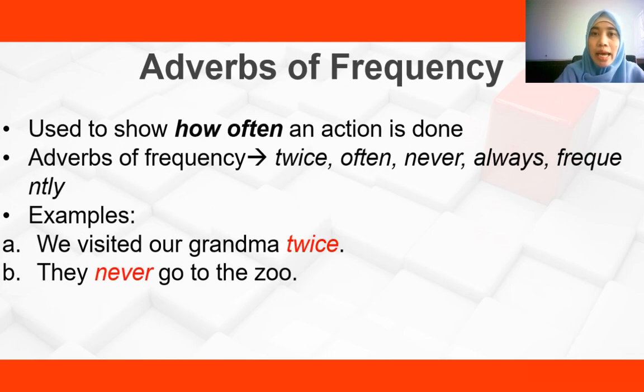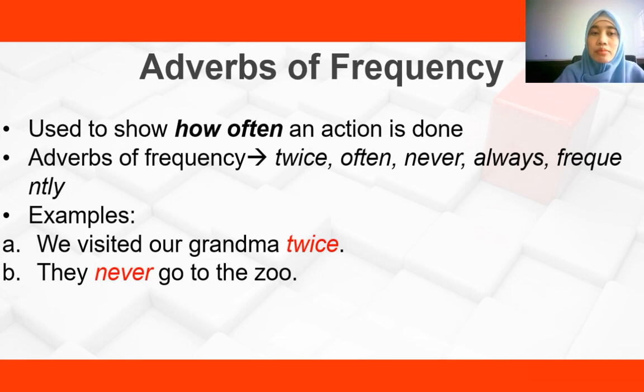Okay. Next one, adverb of frequency. So adverbs of frequency is used to show how often an action is done. How often. For example, we have twice, meaning 2 times. Usually it comes with twice a week, twice a month, twice a year. And then often, never, always, or frequently.